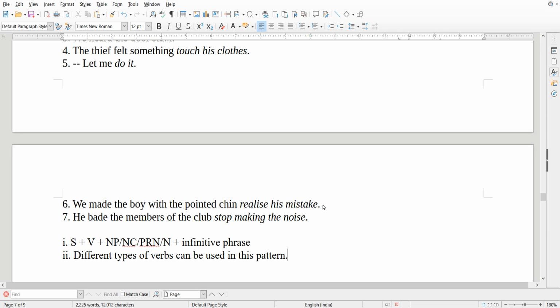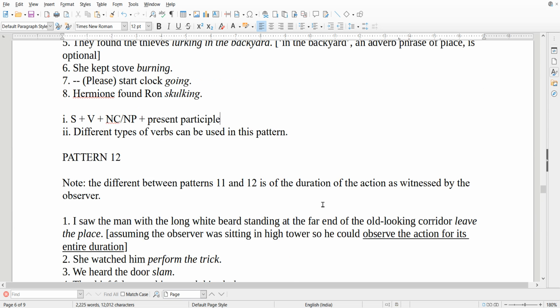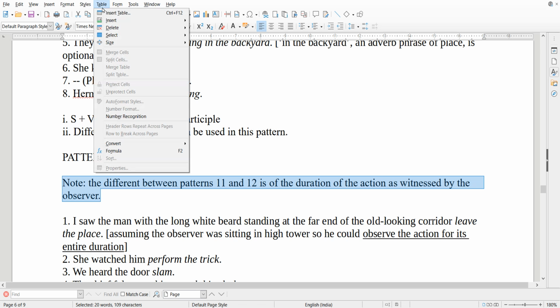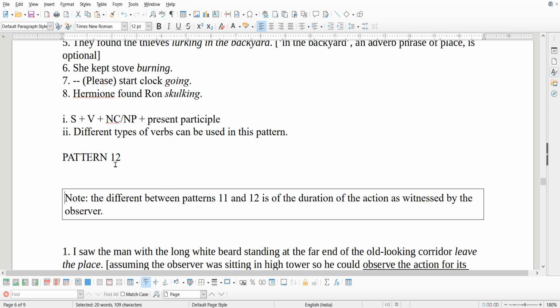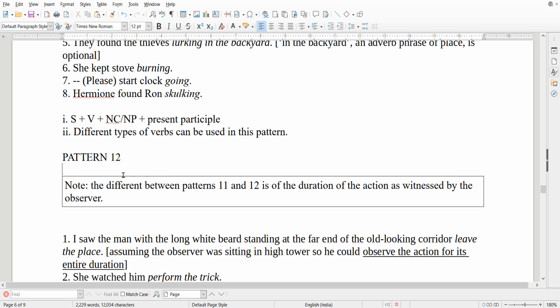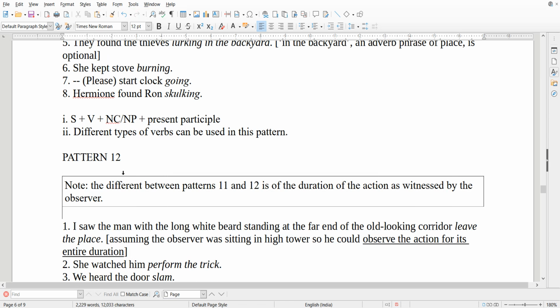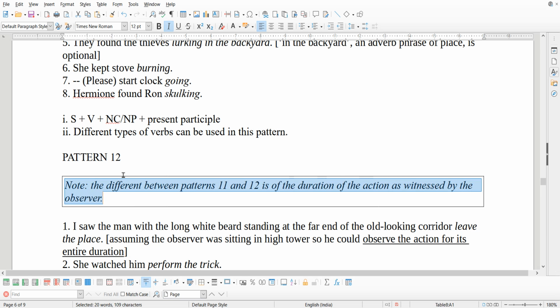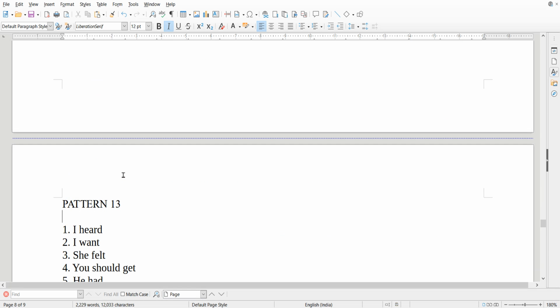Note the difference between patterns 11 and 12. Pattern 11 is for part of the duration for which the action lasts. Pattern 12 is for the entire duration. Great. Pattern 13.